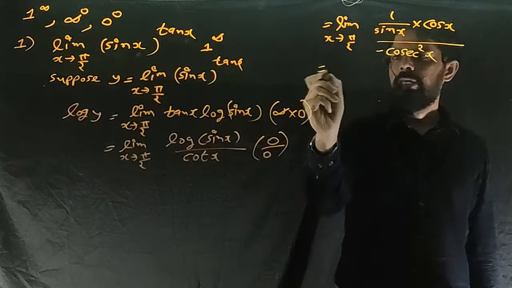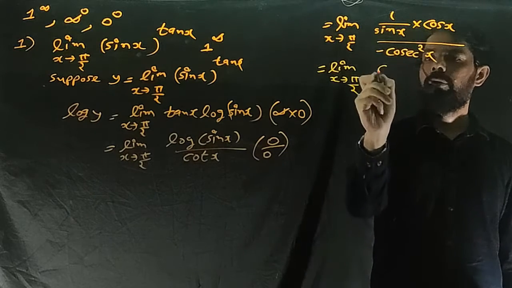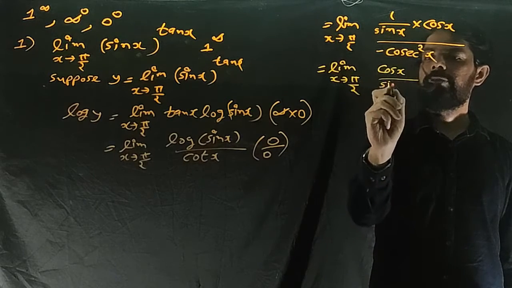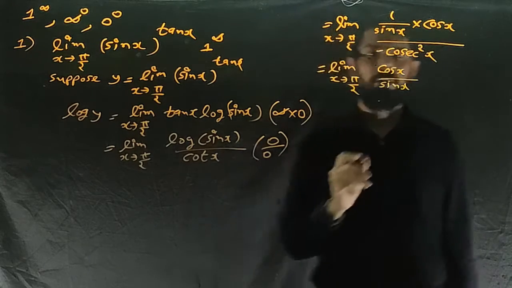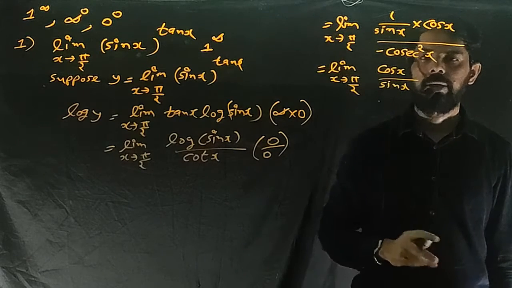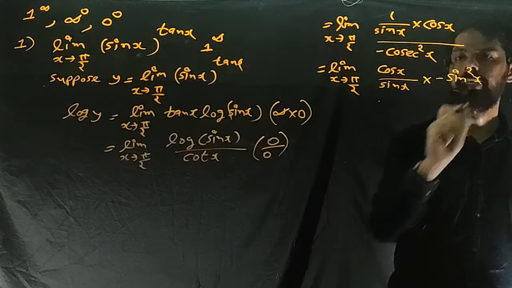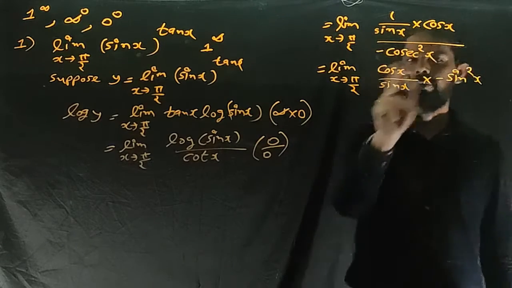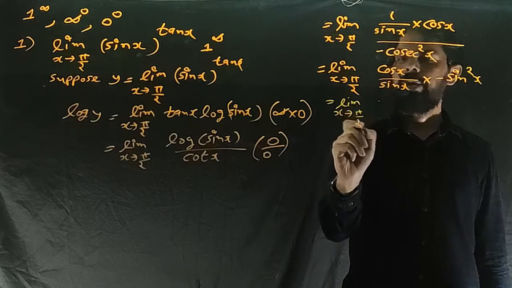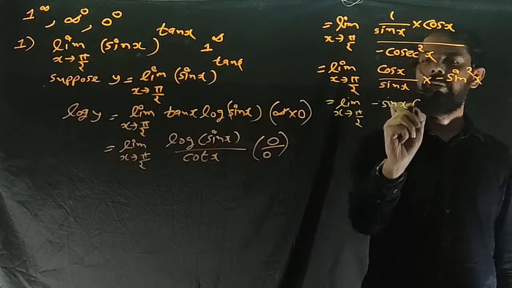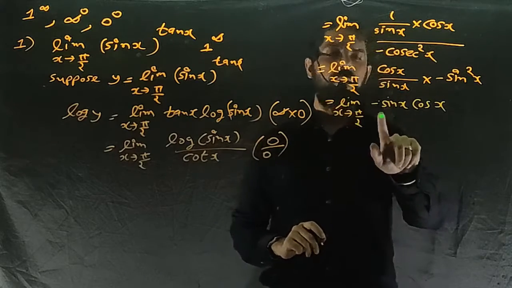Now if we simplify this, then it will be limit x tends to pi by 2 cos x divided by sin x, and 1 divided by cosec square x can be written as sin square x, because sin x and cosec x are reciprocal of each other. So here it will be minus sin square x, because here it is minus. Okay, so if we simplify this, then limit x tends to pi by 2 minus sin x into cos x, because sin square x divided by sin x will be minus sin x.